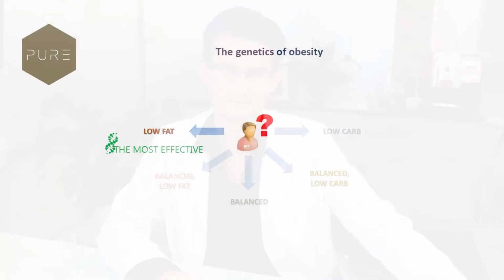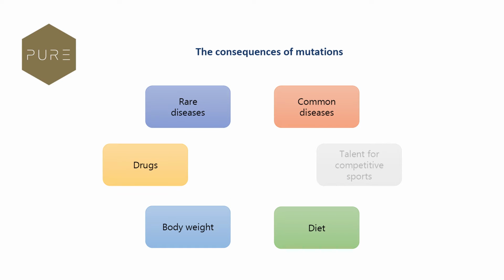Some people gain more weight from carbohydrates, others do not. So really we can find out how your body's built, how much of each of these substances is absorbed, and we can find out from a genetic test what is most effective, low fat, low carb, and so on. So this is body weight.